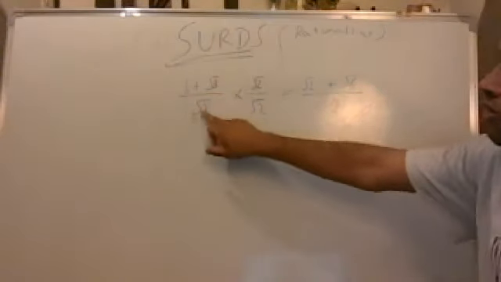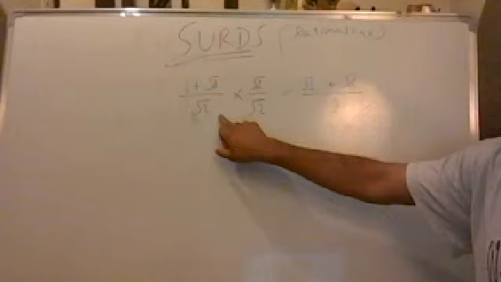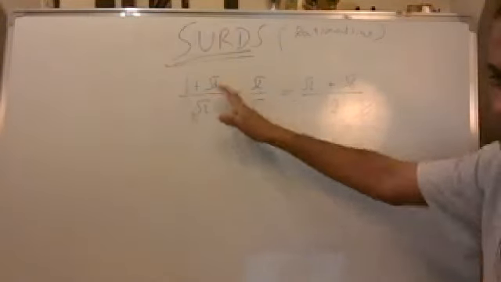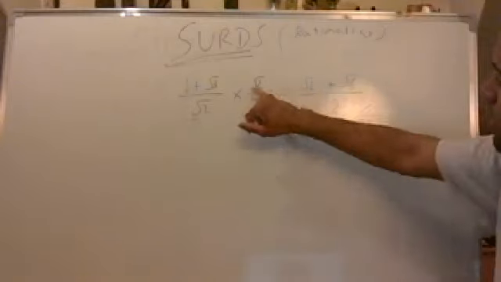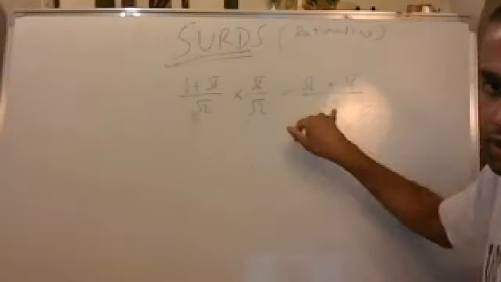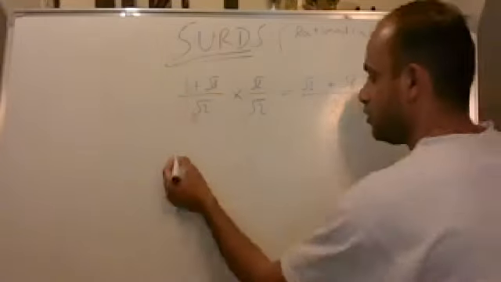And there you go. So that's a simple rationalization. So 1 plus root 3 over root 2 is same as root 2 over root 2. You multiply by that, and then you get root 2 times 1 is root 2, root 2 times root 3 is root 6, all over 2. So let me just do one more question.